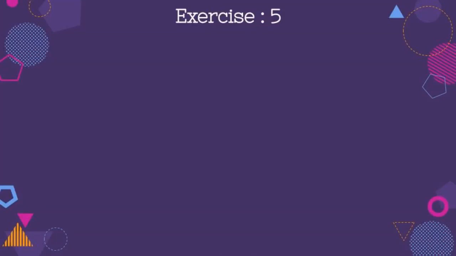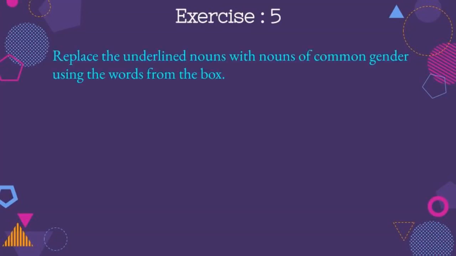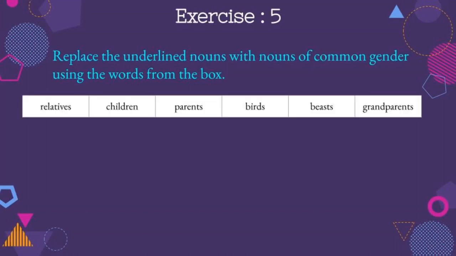Okay, students, 4 exercises are already completed. Now we are going to do the 5th exercise, that is: Replace the underlined nouns with nouns of common gender using the words from the box. What is the 5th exercise? Replace the underlined nouns with nouns of common gender using the words from the box. In this exercise they have given a helping box, and after the helping box we can see some sentences. What we have to do is replace the underlined word with common gender.